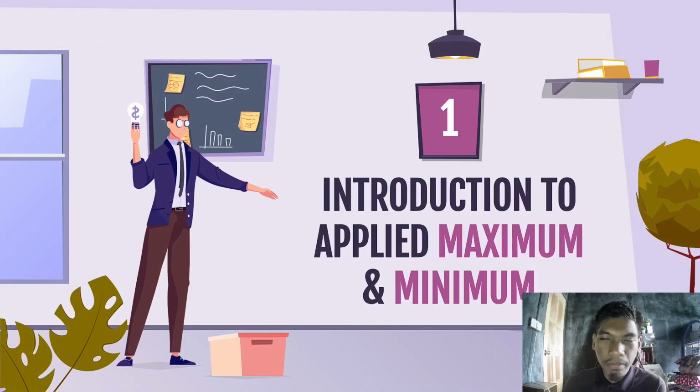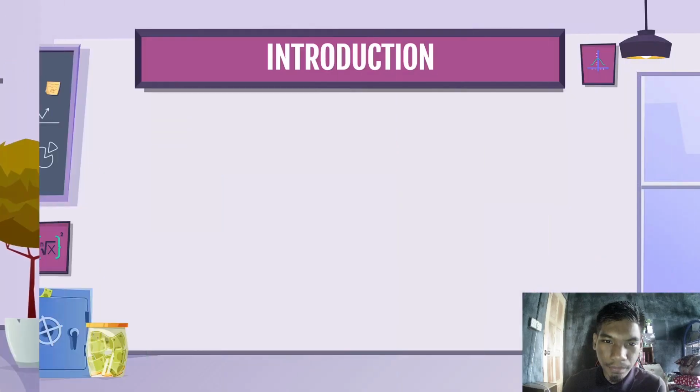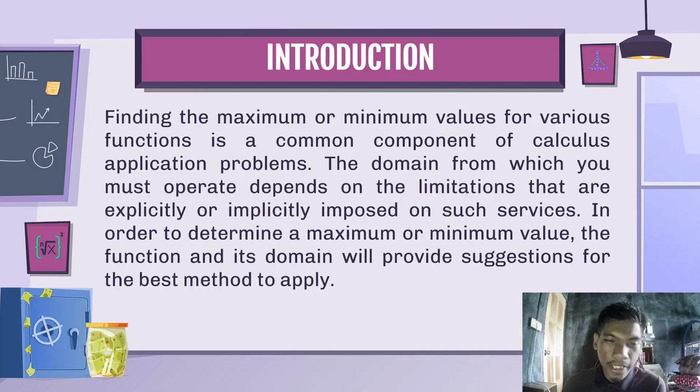Introduction to applied maximum and minimum. Finding the maximum or minimum values for various functions is a common component of calculus application problems. The domain in which you must operate depends on the limitations that are explicitly or implicitly imposed on such a function. In order to determine a maximum or minimum value, the function and its domain will provide a suggestion for the best method to apply.